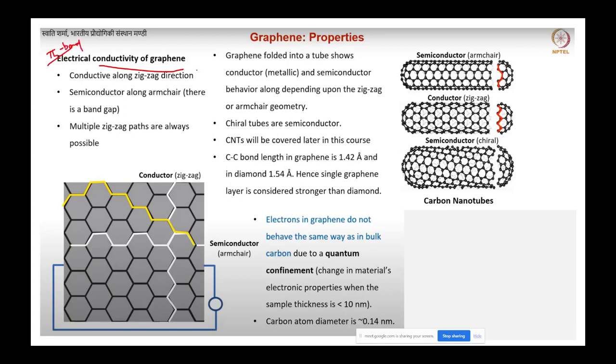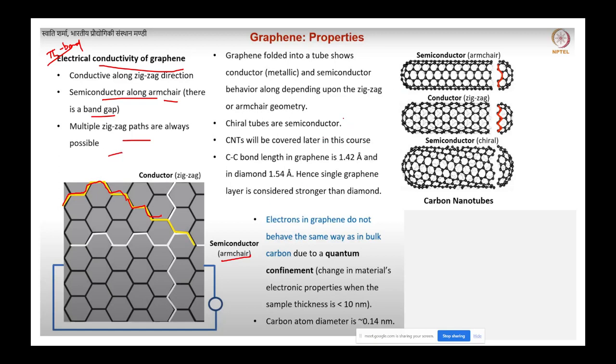Now, it is conductive along the zigzag direction. Here you can see conductive along the zigzag direction. Semiconductor along armchair, there is a band gap. So, semiconductor along armchair, where the voltage is applied along the armchair. Multiple zigzag paths are always possible.